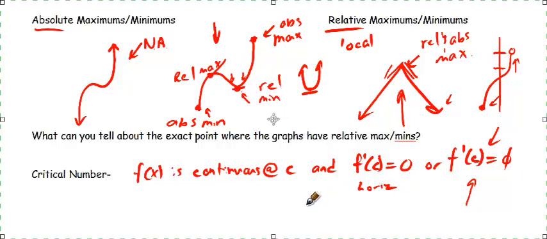And the other thing is, it has to be there. You can't have this situation where, well, looks like we're going to have a relative maximum. Oh, but it's not there. It has to be continuous at that. So that's the main idea.